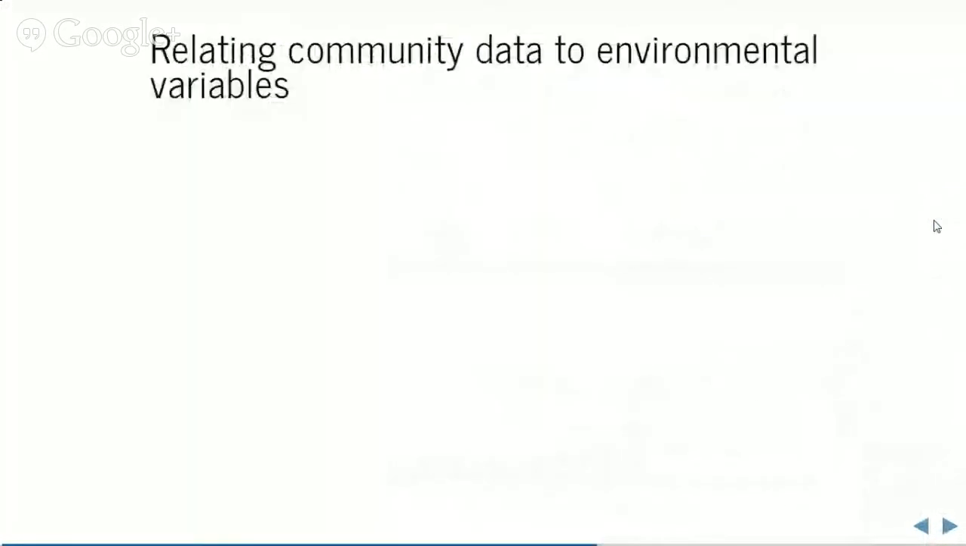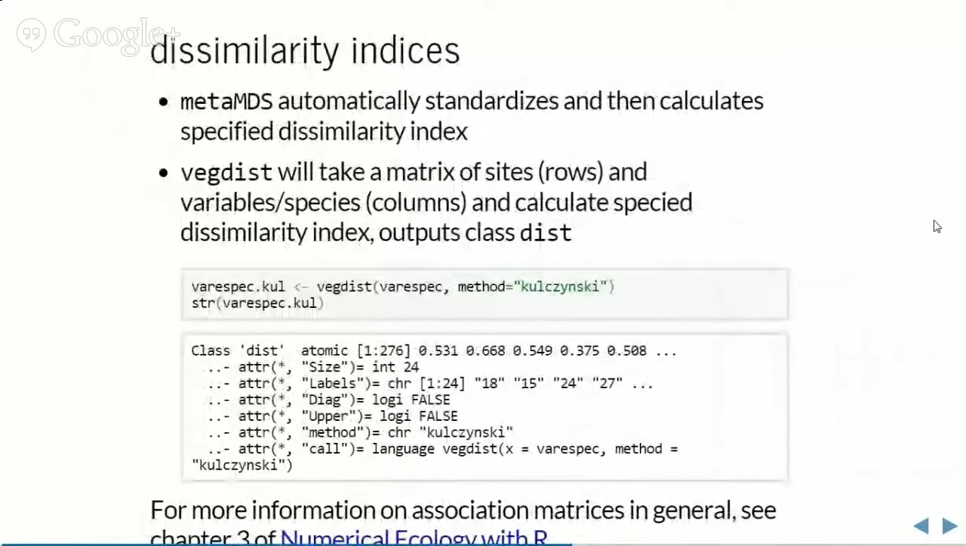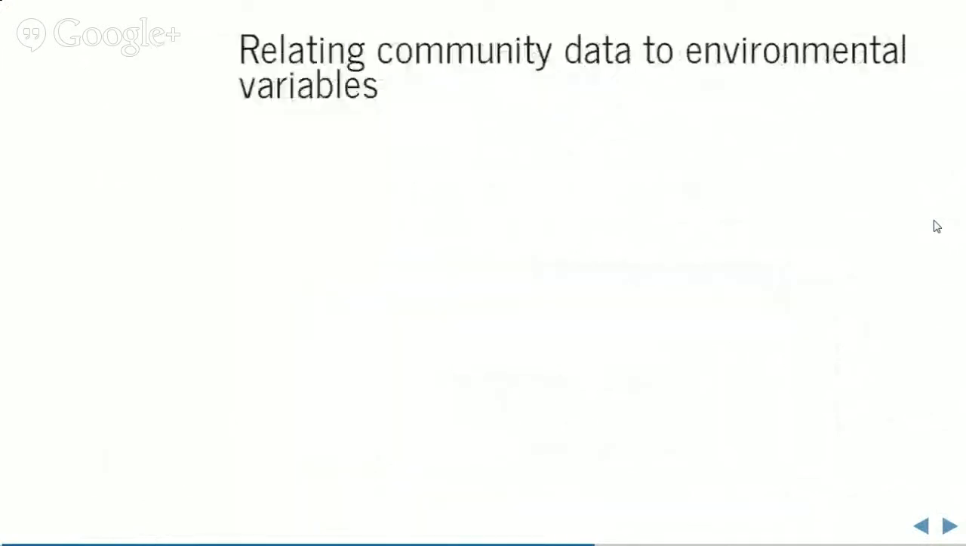So, any questions on NMDS or distance or dissimilarity indices or anything like that? So now I'll talk about a couple of different ways to relate community data to environmental variables. Or again, more generally, if you have a matrix set of one variables that you want to relate to another.